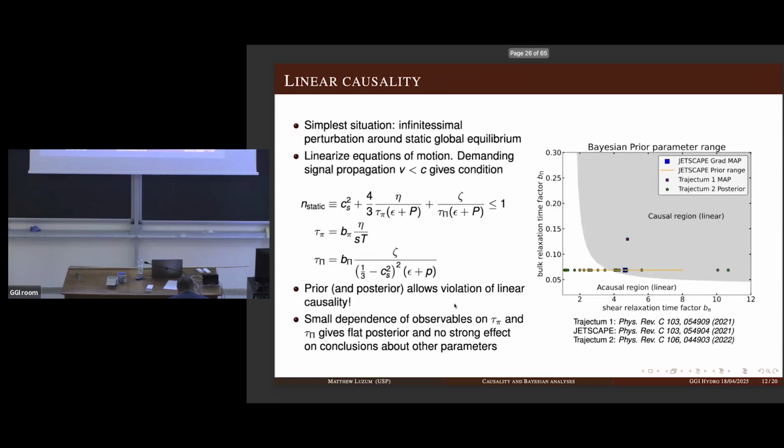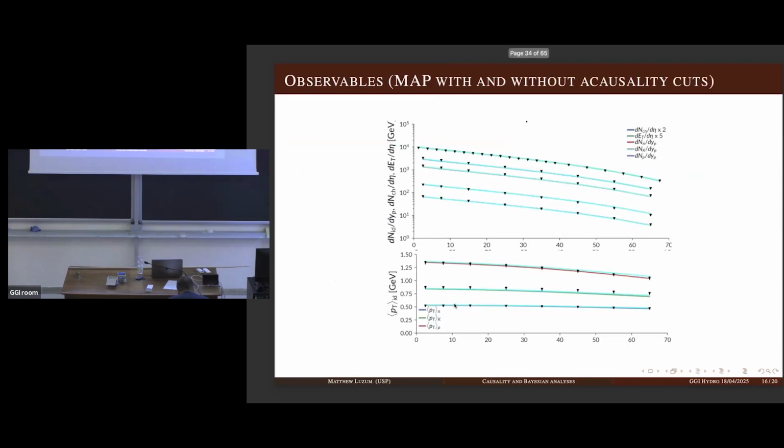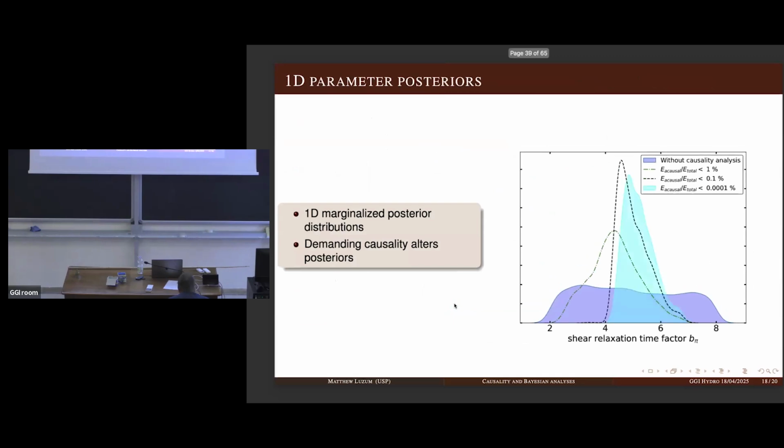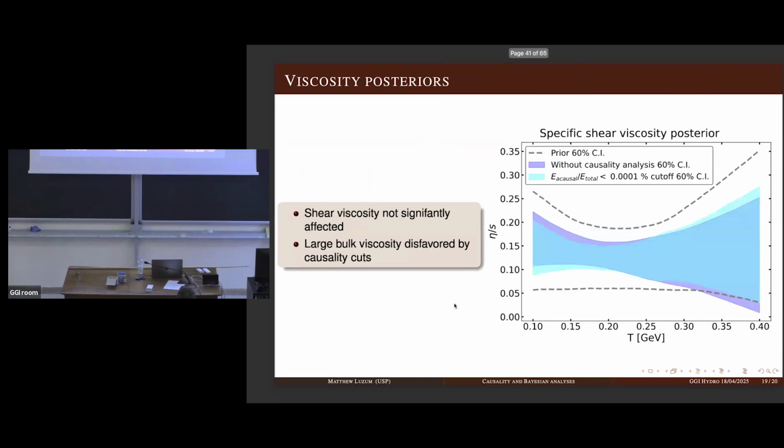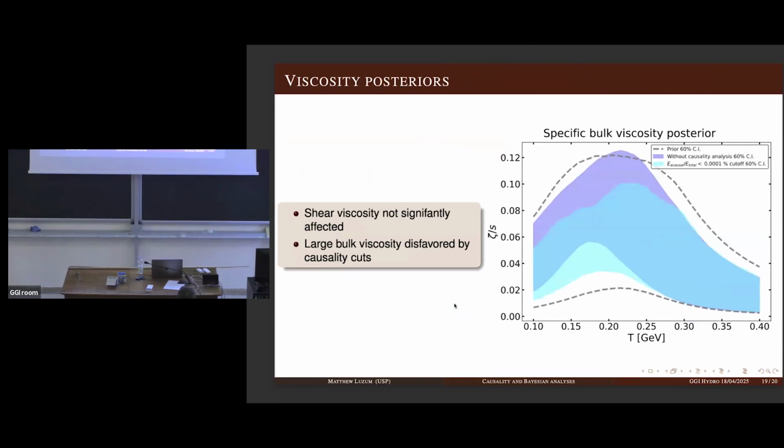Okay. It's the difference when we put cuts in. This parameter or the temperature dependence? Temperature dependence?